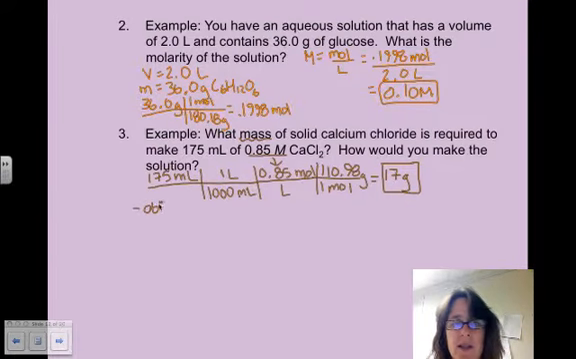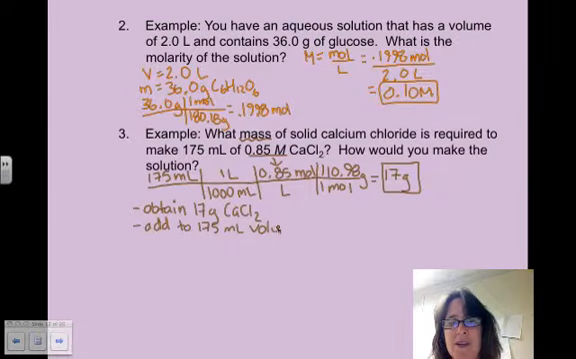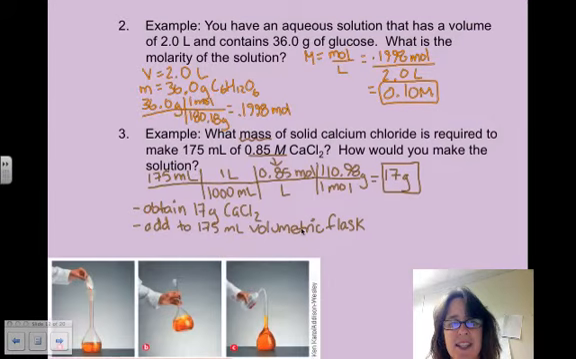You're going to obtain 17 grams of calcium chloride on a piece of weighing paper. You're going to add it to 175 milliliter. Remember the name of the piece of equipment? Volumetric flask. I actually think I have a picture down here. Let's see. Oh yeah, there we go.